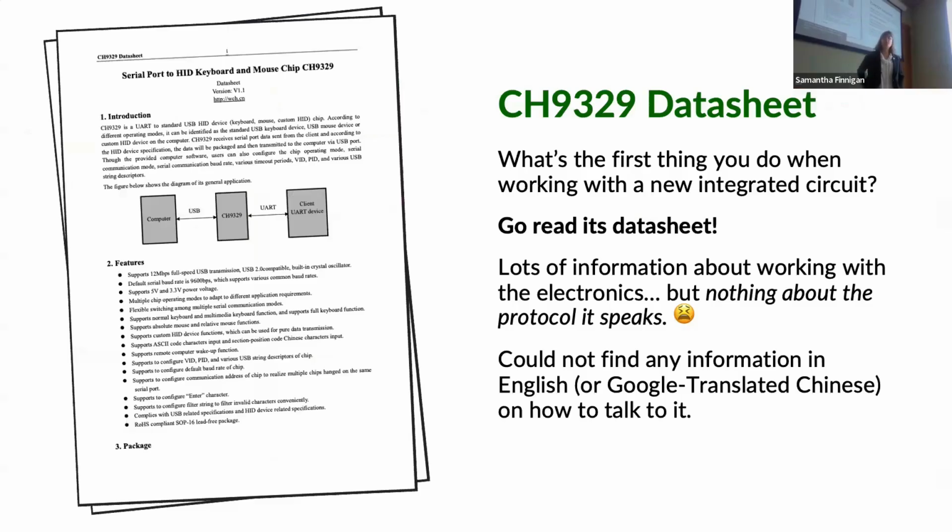Step two is slightly more difficult. So this CH9329 thing. The first thing that I do when I'm working with a new integrated circuit is I go and find the data sheet, because generally the data sheet has all of the information you need to know in it. You go and read it. Lots of information in it about working with the electronics. If you want to design a board with this, it'll tell you what the impedances for the resistors that you need to put on it for the serial port are, but it won't tell you anything about the protocol that it speaks, which was really annoying.